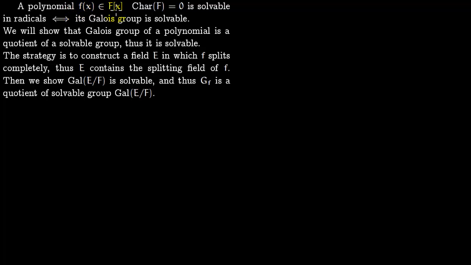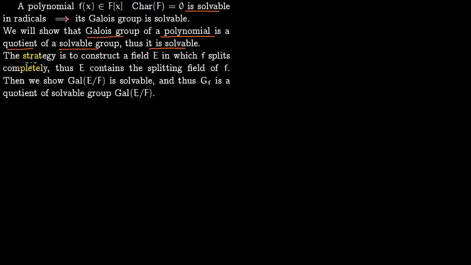So a polynomial f over this field F, where the characteristic of F is 0, is solvable in radicals if and only if its Galois group is solvable. So now we show the converse direction. We will show that the Galois group of a polynomial is a quotient of a solvable group, and we have shown that the quotient of a solvable group is solvable. Therefore, the Galois group of the polynomial will be solvable.